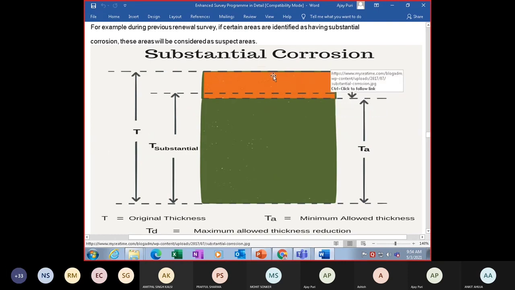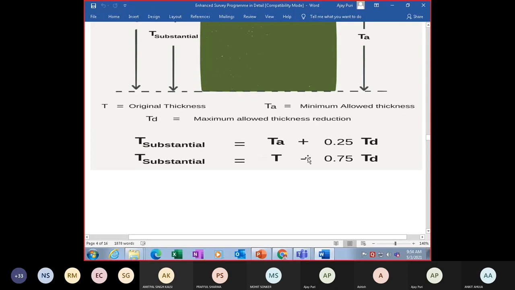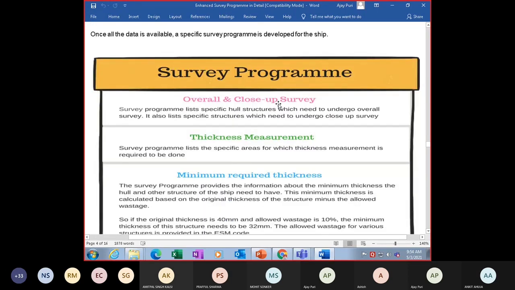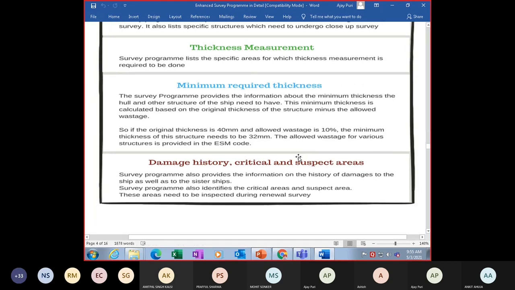So this is the allowable margin for corrosion, and if you are already within the 75% of this allowable margin, then it is substantial corrosion. So those areas have to be checked thoroughly. These formulas you can learn on your own. So your overall close-up survey is done, thickness measurement is done, minimum required thickness, allowing for your wastage, how much wastage is given, so what is minimum thickness allowed, what is the damage history and critical suspect areas.